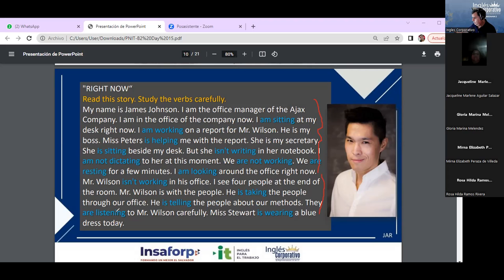Miss Stewart is wearing a blue dress today.